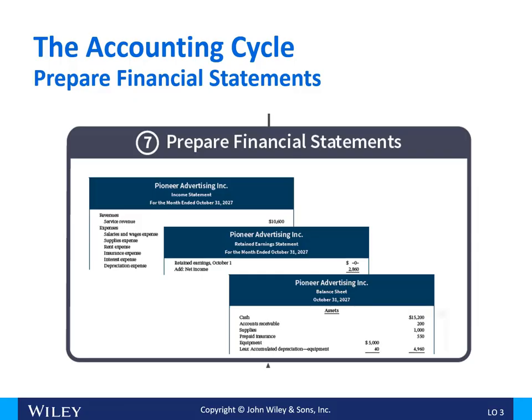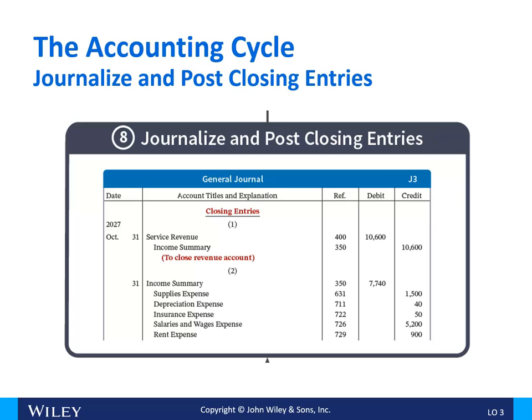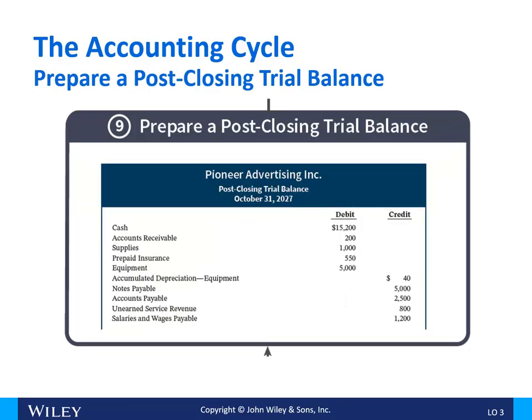Once we've done our financial statements, we can then do our closing entries where we close our temporary accounts. So revenue into income summary, expenses into income summary into retained earnings, dividends into retained earnings. And then once that's complete and posted, we can do a post-closing trial balance, which just shows that the permanent accounts debits equal credits.